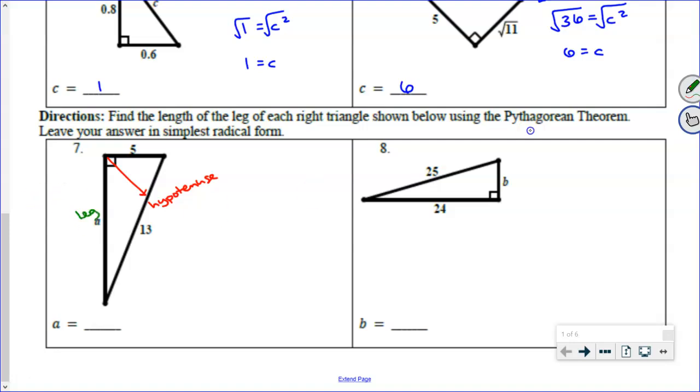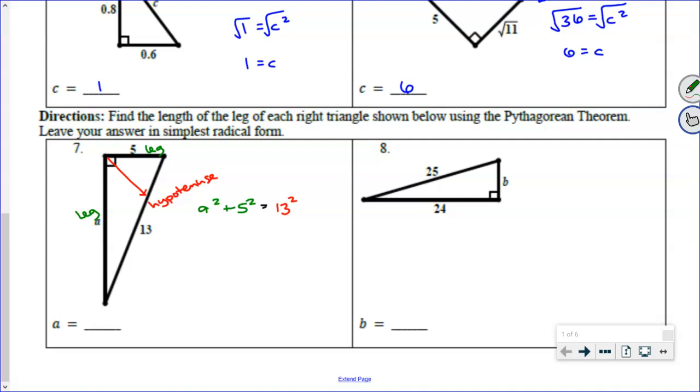Okay? So we need to set this one up by saying, let's see, here's a leg. I don't know what it is, but I know it's going to be a squared. Plus this other leg over here, that's going to be 5 squared. Add those up together, and it's going to equal the hypotenuse squared. But I do know the hypotenuse. The hypotenuse was given to me this time, so it's equal to 13 squared. It still is an equation. It still is nice and easy to solve. It's just solved a little bit different way because the variable is in a different position.